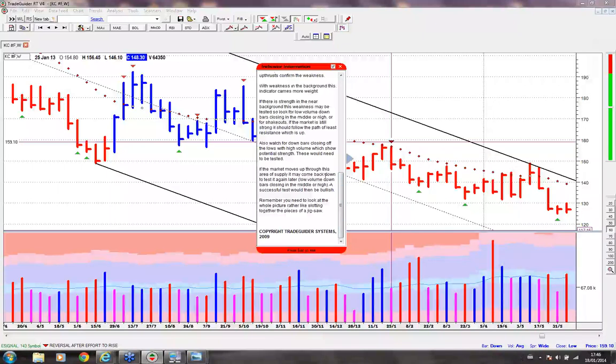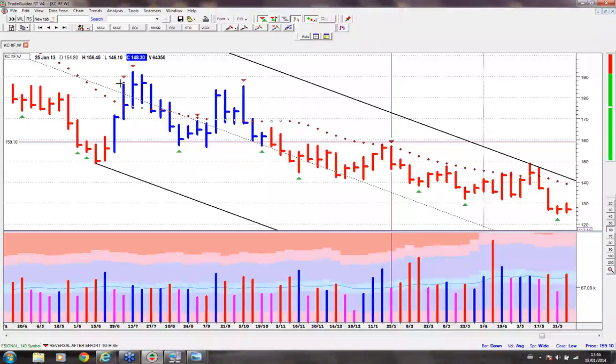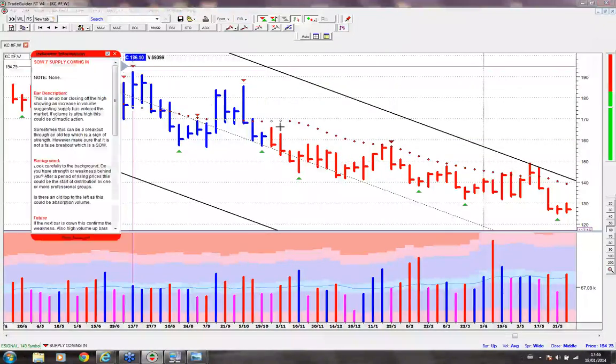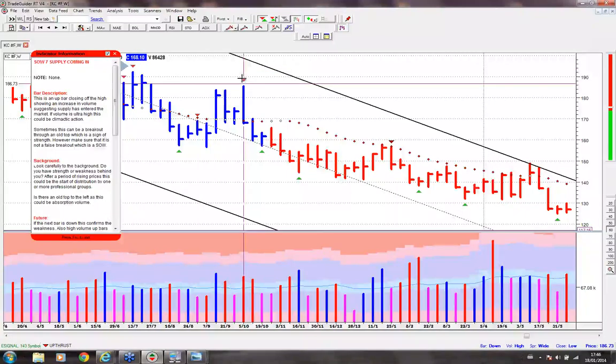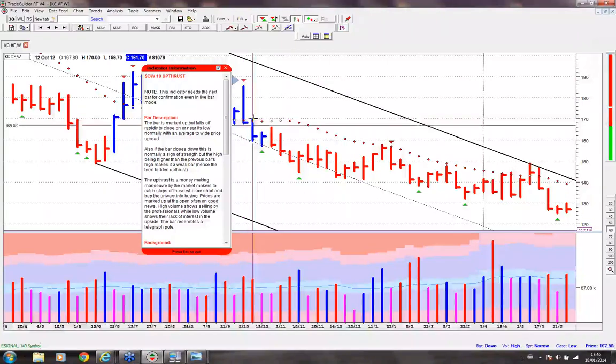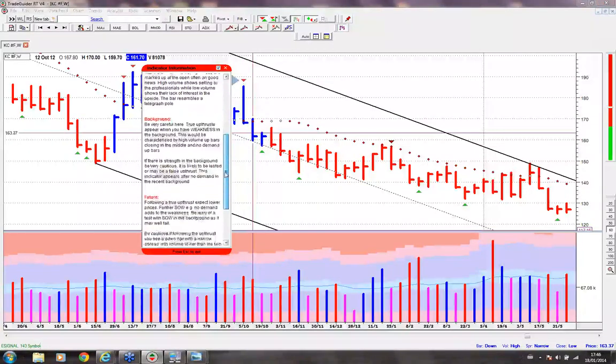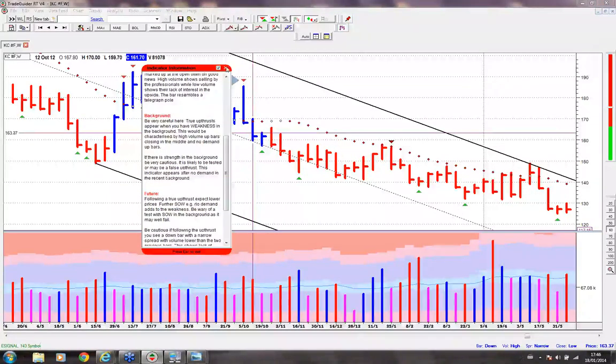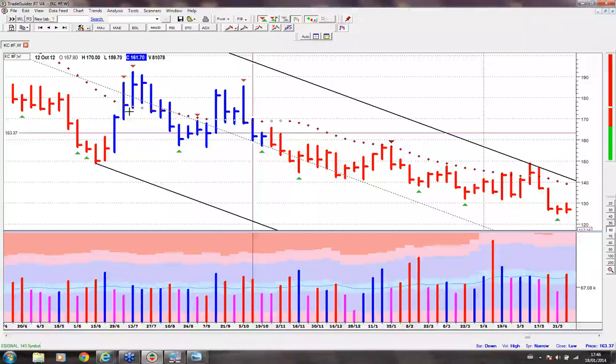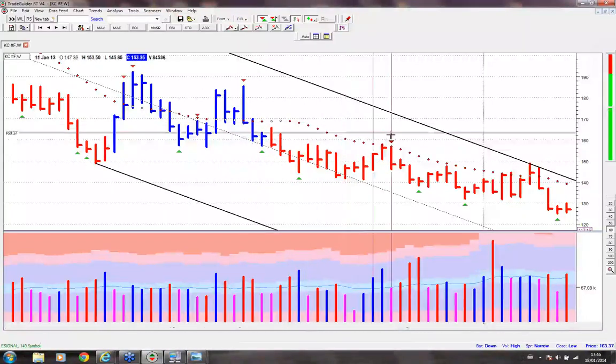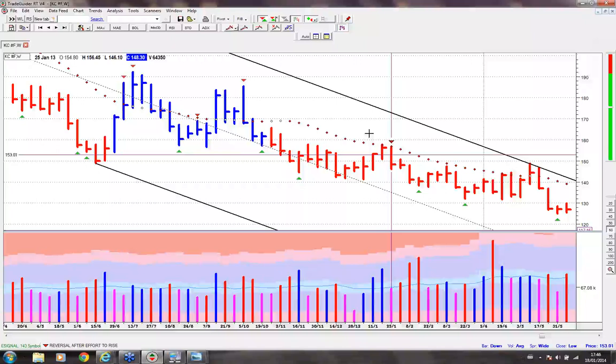But remember, you see, it says here, remember, you need to look at the whole picture, rather like slotting together the pieces of a jigsaw. The whole picture makes sense. Weakness, downtrend, upthrust, change in behavior, upthrust confirmed by the next bar down, by the way, as you can see. Weakness in the background, upthrusting the weakness, downtrend in place, 2-bar reversal. That is a very, very strong setup.